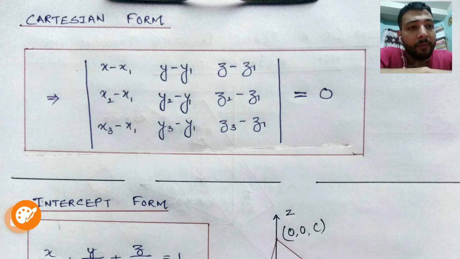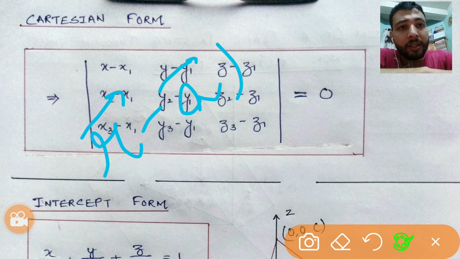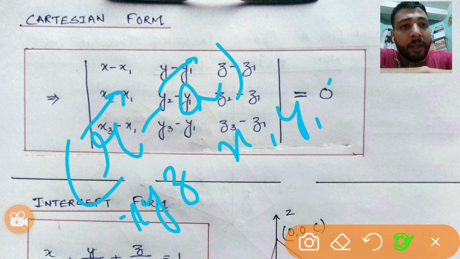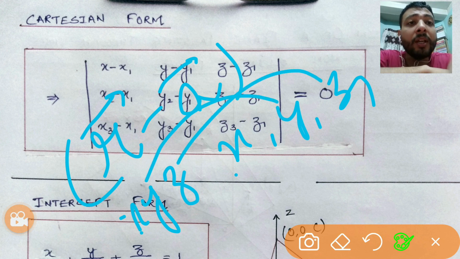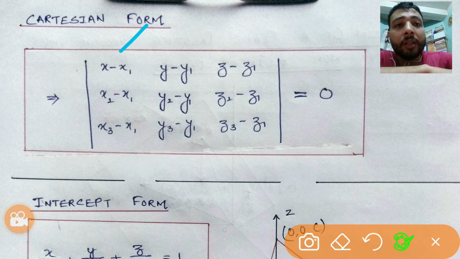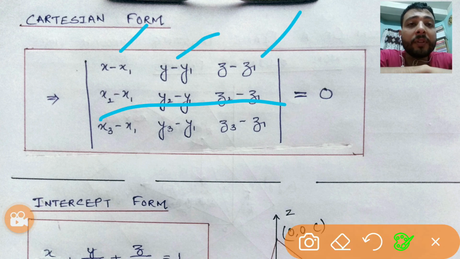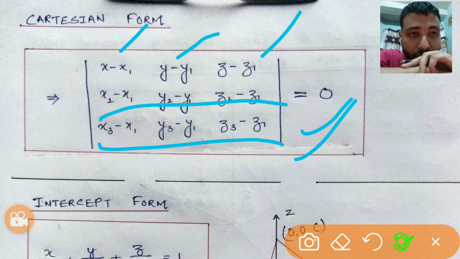See, x minus x1 you will get from r minus a. What are the direction ratios? r is x, y, z, right? And this is x1, y1, z1. So if you do r minus a, you will get x minus x1, y minus y1, z minus z1. So I have written it here. Similarly for the second and third vectors. If you put it here, you will get the equation for the plane.